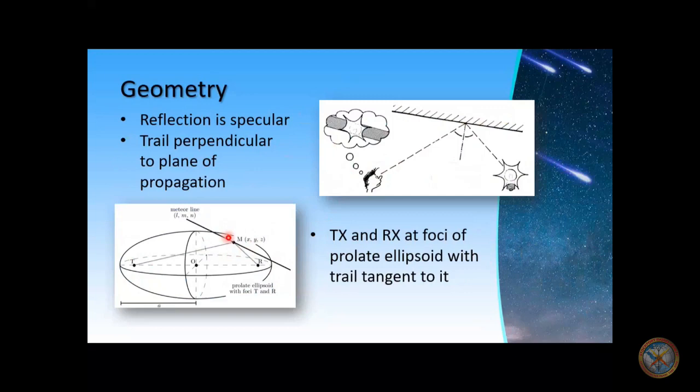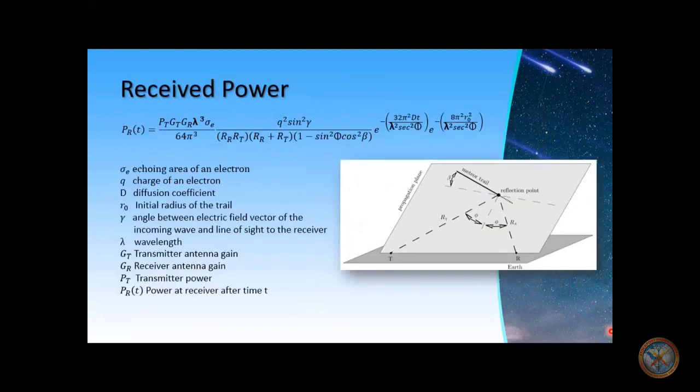But of course, in addition to that, you also need your trail at the right height, so in the E layer, between 80 and 105 kilometers. So that's another restriction on the number of meteors you can use. There's a nice formula that we can use.